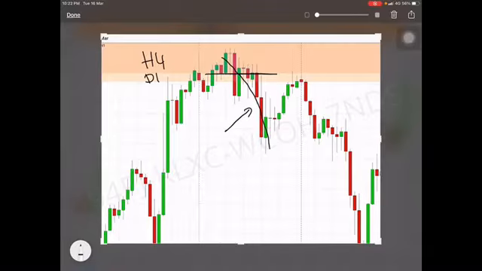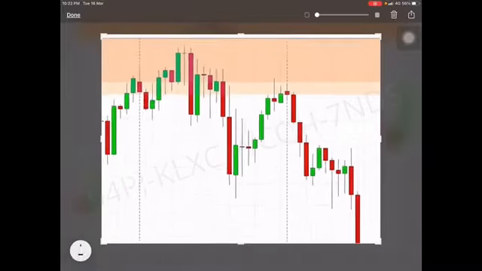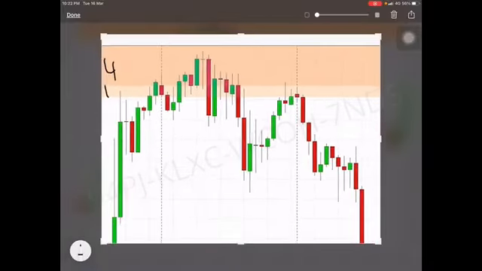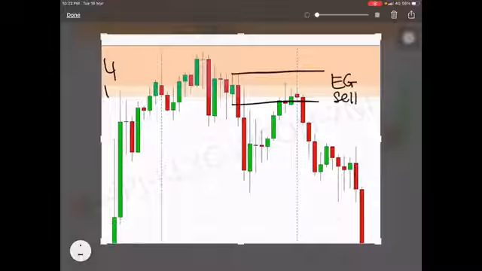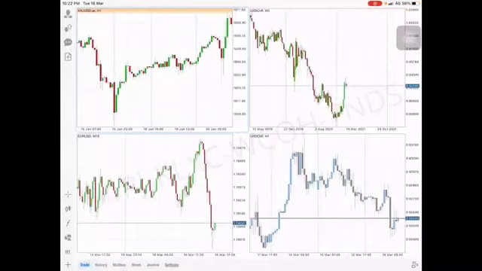So what are we looking for right now? We are looking for entry. So now we are going to mark the nearest one, which is the engulfing sell right here. So here is where we are looking for entry. Are we looking for sell or buy? Sell. So sell on this area. Is it clear to you now? Do you understand?